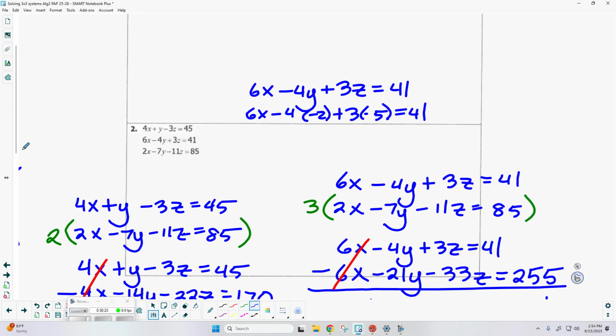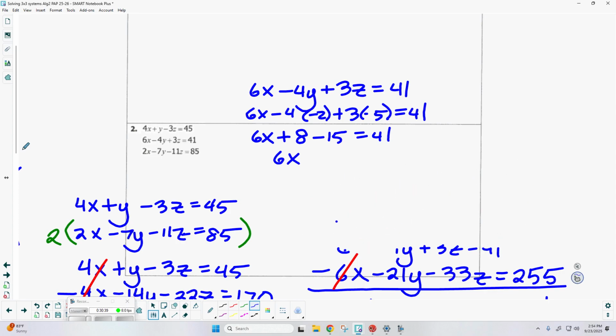And now it's just a matter of working through that. Let's see here. 6x plus 8 minus 15 is equal to 41. I need an 8 minus 15. 6x, 8 minus 15 is -7, equals 41. So 6x is equal to 41 plus 7, which gives me 48. So what am I getting for x? 8.